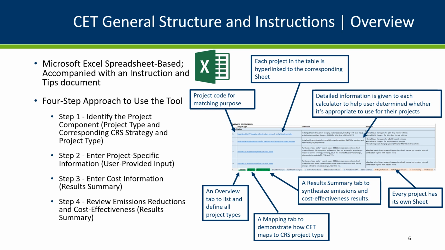The Mapping tab provides information on which calculation tab to use depending on the project type. Finally, the Results Summary tab provides the emission calculation results after a user completes emission reduction calculations on the project-specific tab or tabs. On the Results Summary tab, users will also be able to input the overall cost of the project, and the CET will determine the cost effectiveness of that project based on the cost input.